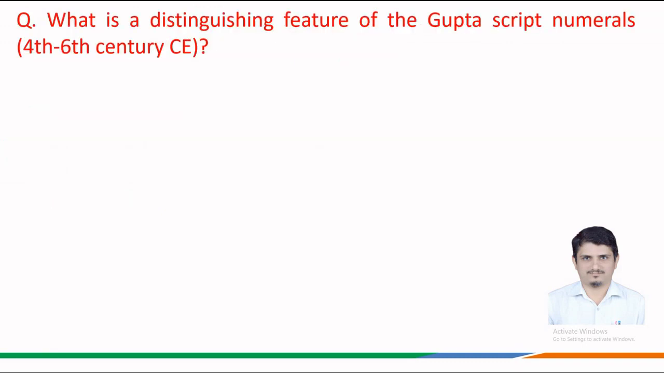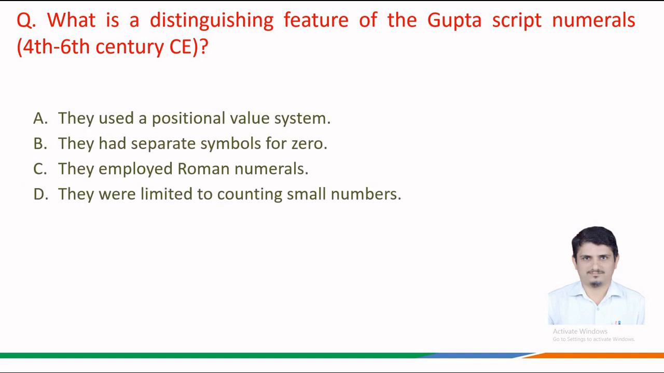Next question is, what is the distinguishing feature of the Gupta script numerals originated in 4th to 6th century Common Era? The options are, they used the positional value system, they had separate symbols for 0, they employed Roman numerals, and they were limited to counting small numbers.